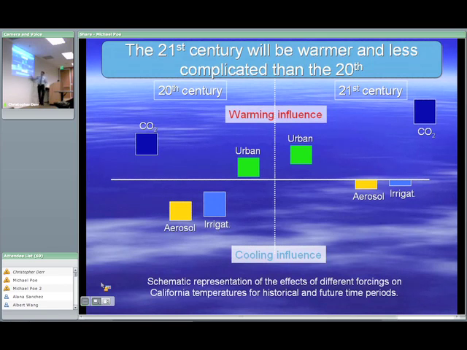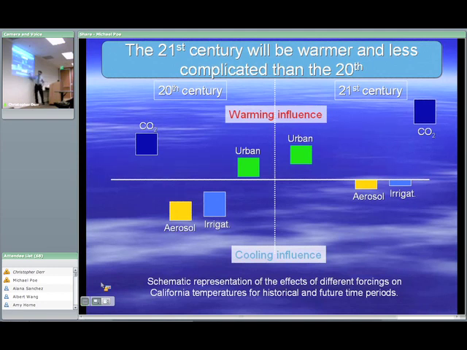On the left is the 20th century. On the right is the 21st century. And these squares represent different factors influencing climate. So this is CO2, really greenhouse gases, urbanization, aerosols, and irrigation. Factors above the line tend to cause warming. Factors below the line tend to cause cooling. So what I showed you in the 20th century, there's actually a lot going on.